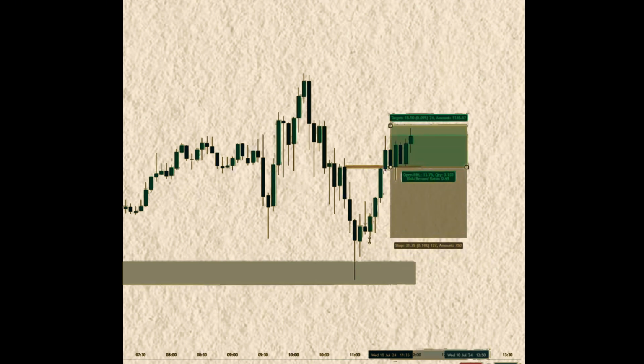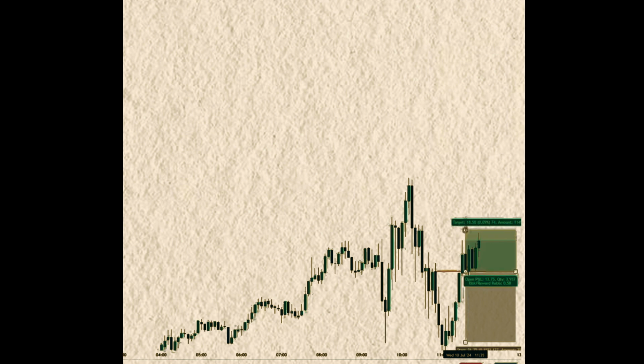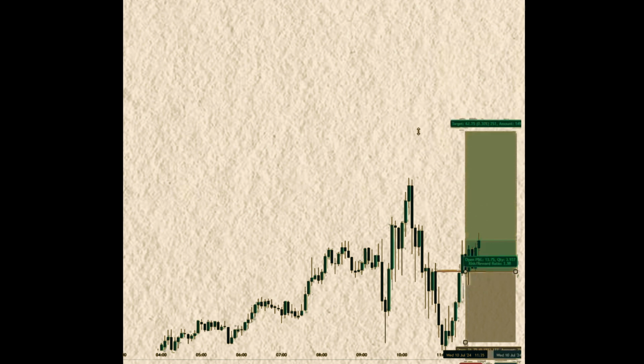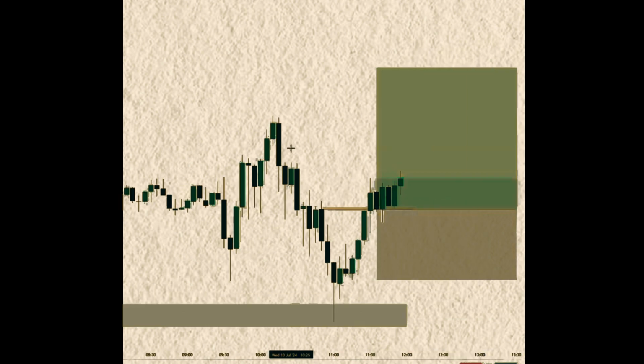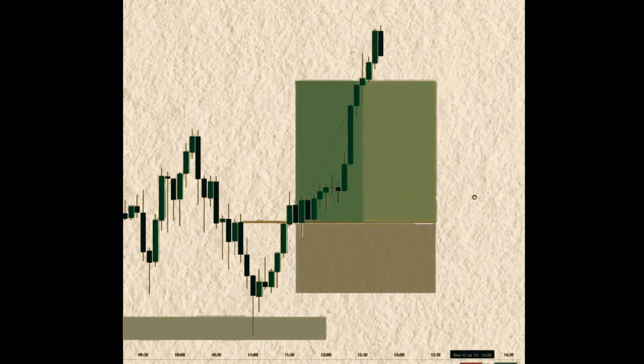So a stop loss at the nearest swing low, and we're going to target a minimum of a 2R, which would be right above this high. Before you know it, the trade is complete for 2R.